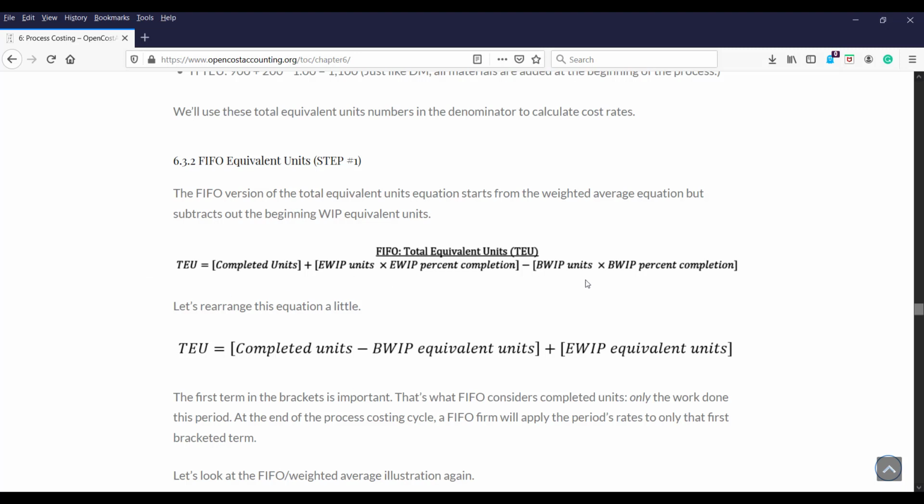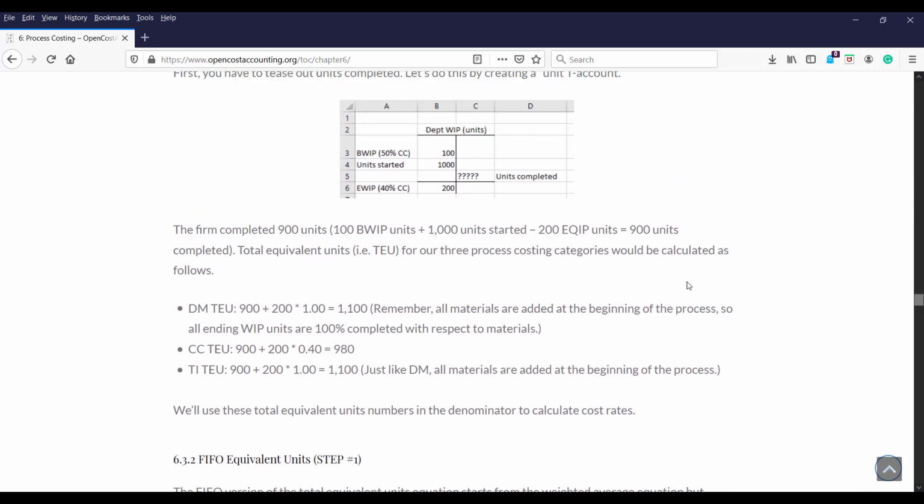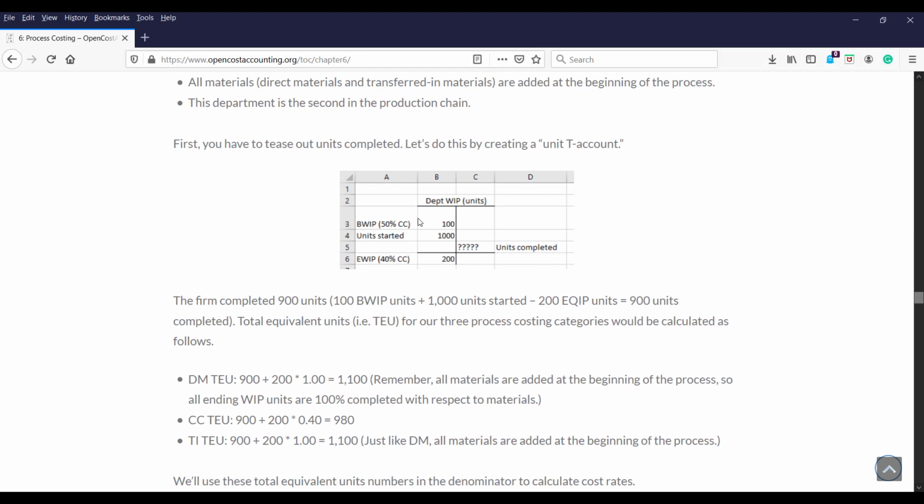Here is the equation for FIFO, for total equivalent units. This is the denominator for each of the rates that we calculate in process costing. We have completed units, yes, and ending WIP equivalent units right here. But we're actually going to back out the beginning WIP units, the equivalent units that represent work done last period. And so real quick, we have 100 units here that are 50% done with respect to conversion costs. So half of the work was done last period for these 100 units.